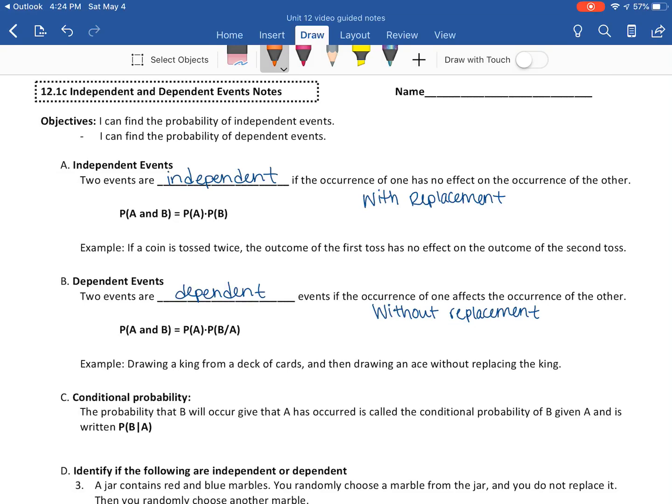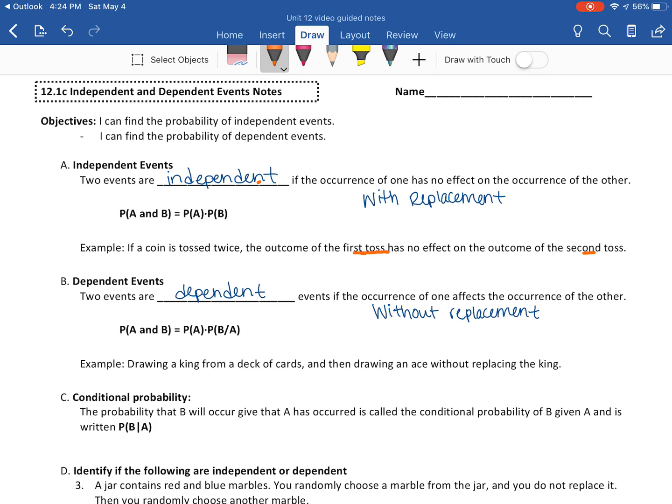12.1c is on independent and dependent events. Two events are independent if the occurrence of one has no effect on the occurrence of the other. For example, if a coin is tossed twice, the outcome of the first toss has no effect on the outcome of the second toss. It's the same coin, it's the same probability either way.